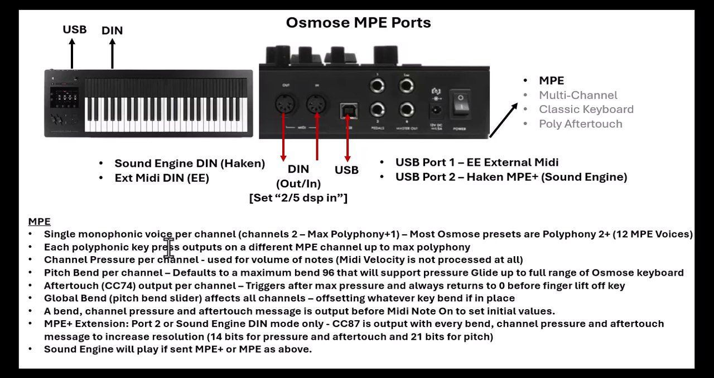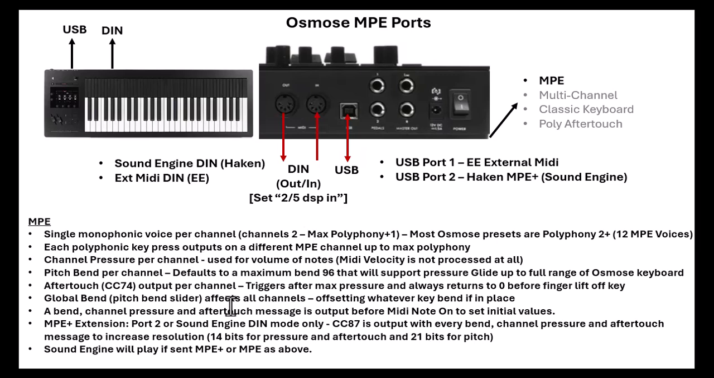Osmose also supports global pitch bend using this global pitch bend slider. Global pitch bend is output on channel 1 and it affects all channels. So you can have your individual key pitch bend active and, as a second order bend, use the global bend on top of that to bend all of your channels up or down the same amount. Another thing to understand about MPE is that bend, channel pressure, and aftertouch messages are sent before the initial MIDI note on.